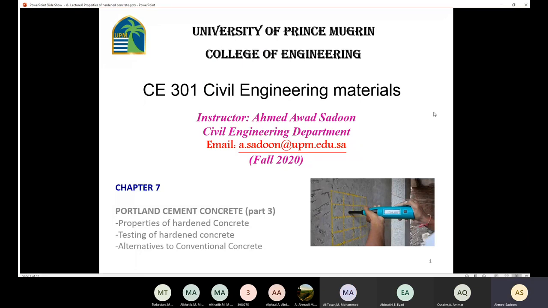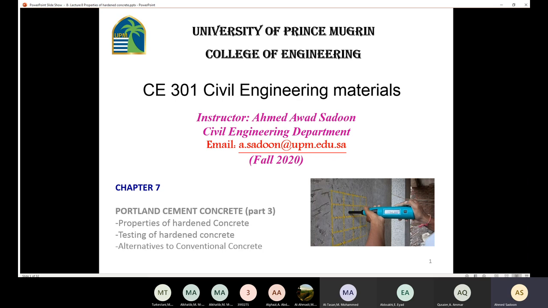So let's get started. In today's lecture, we are going to continue our discussion regarding the Portland cement concrete. But this time, we are going to talk about the properties of hardened concrete, and also the testing of hardened concrete. And finally, we are going to talk about alternatives to conventional concrete. We have many alternatives to conventional concrete. We are going to talk about each and every one of them, and in which case I'm going to use them.